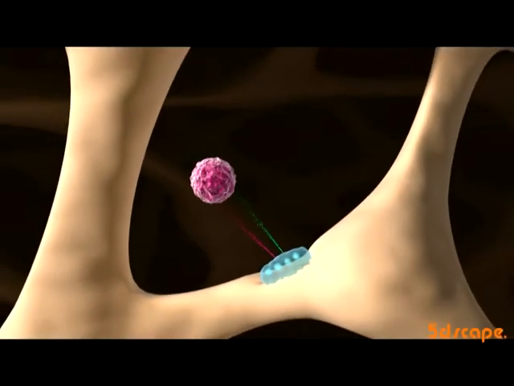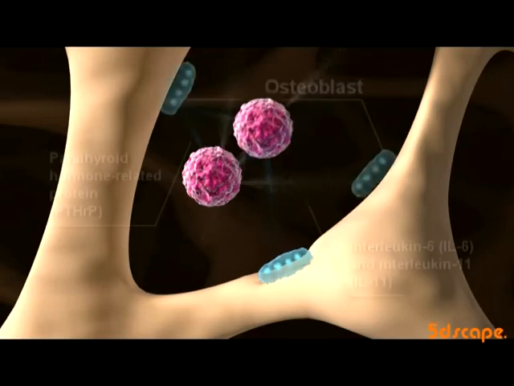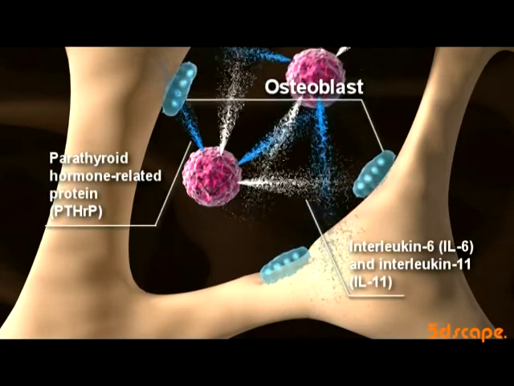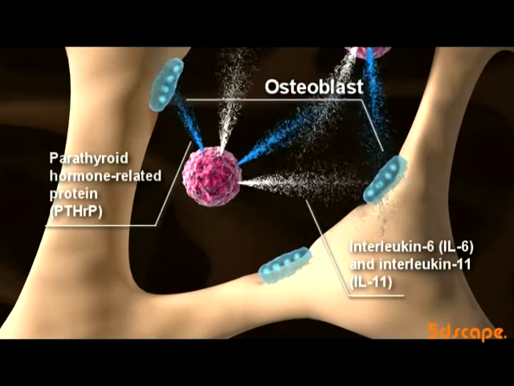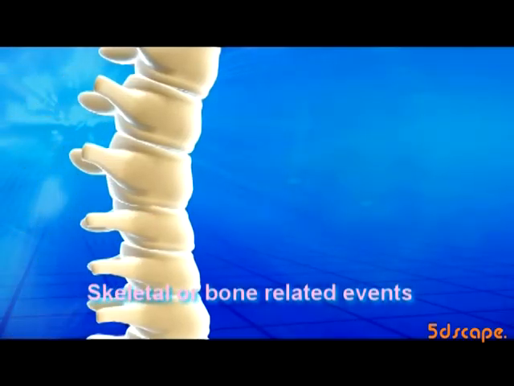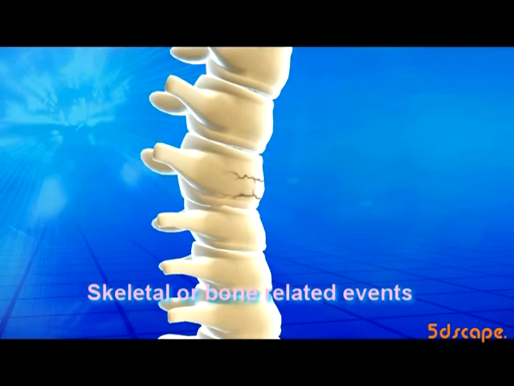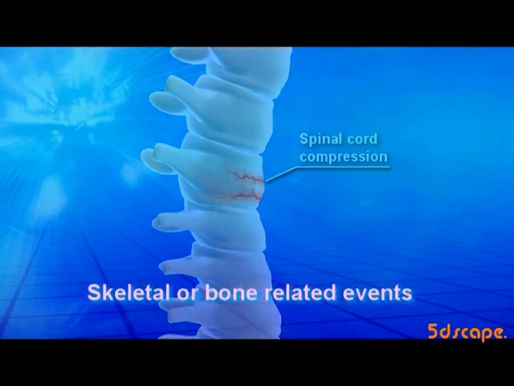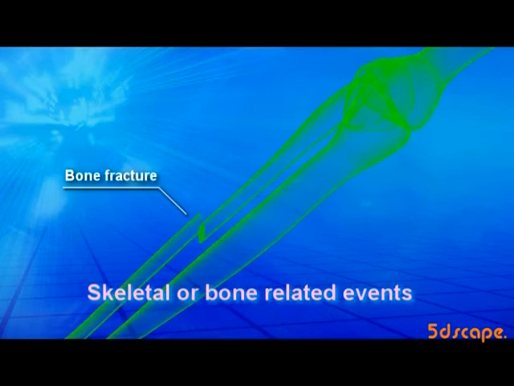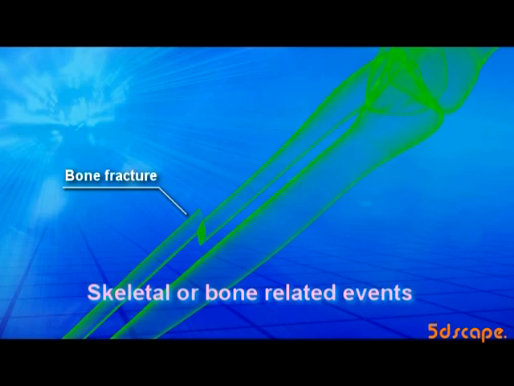behavior and growth. Growing tumor cells, in turn, release factors that stimulate osteoclast formation, leading to a cycle of tumor growth and bone destruction. Painful and debilitating skeletal complications, such as spinal cord compression, bone fractures, and hypercalcemia, occur as a result of this weakened bone structure. These complications are commonly referred to as skeletal or bone-related events.